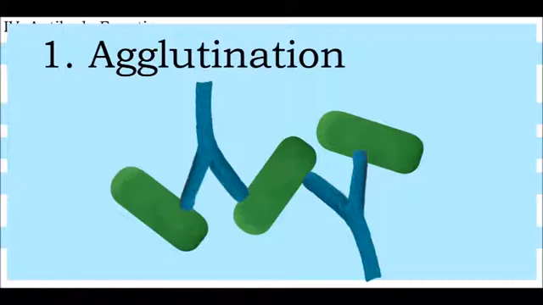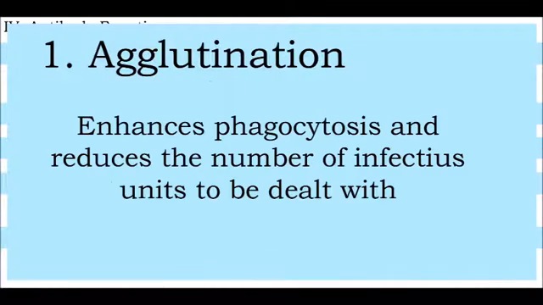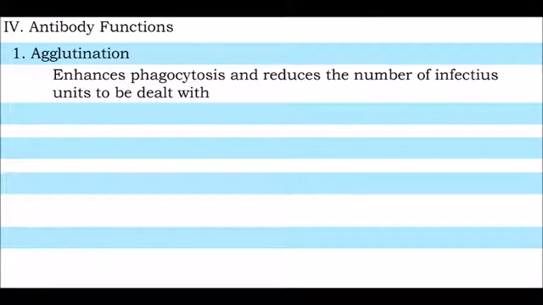So number 1, agglutination. It enhances phagocytosis and reduces the number of infectious units to be dealt with. Because if you have a lot of little pieces and then you clump them together, then instead of a lot of little pieces, it's just one big piece, and that's less that you have to deal with.